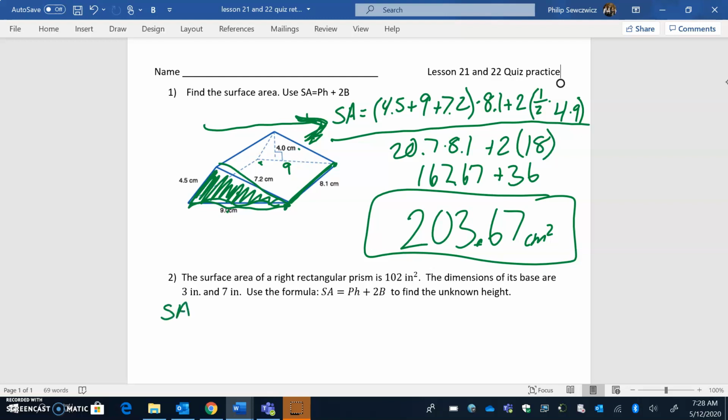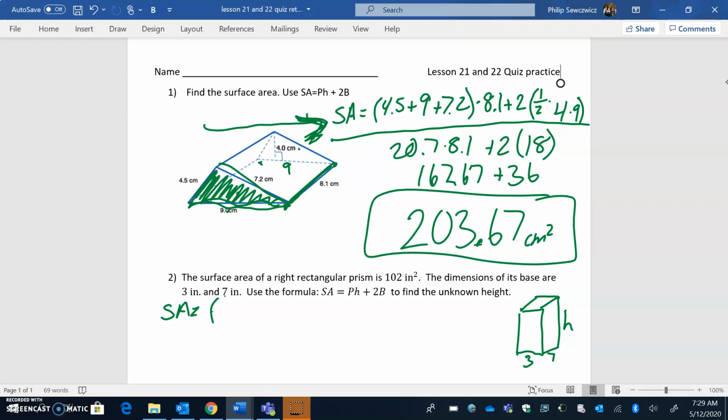Surface area, all right, is the perimeter. Okay, so perimeter. Okay, it's a rectangular prism. So what that means is the bases are 3 inches by 7 inches, and I'm looking for the height. All right.